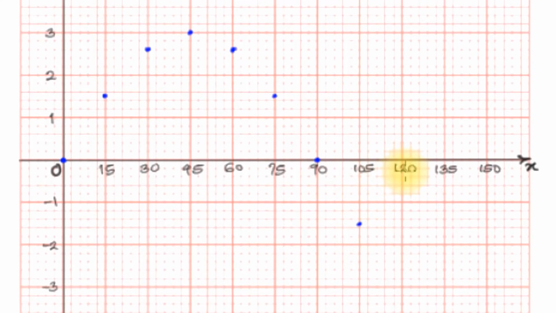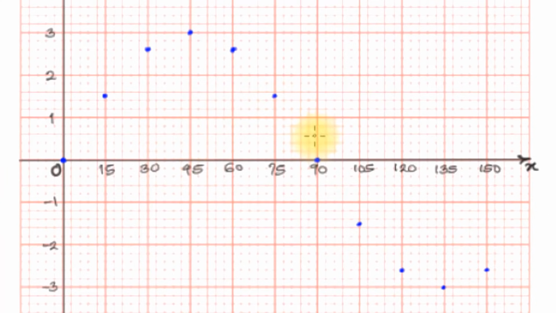When x is 120, y is minus 2.6 and minus 2.6 is going to be here. Just a reversal of what we did on the positive y-axis, okay? When x is 135, y is minus 3.0. So 135 and minus 3.0 just here. And then when x is 150 degrees here, again, it is minus 2.6. So minus 2.6 here. Oh, interesting. So that's how a sinusoidal curve looks like.